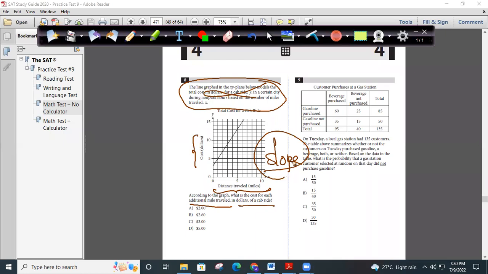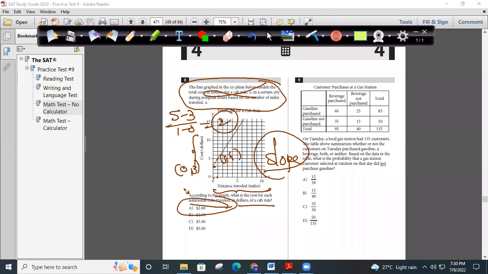How simple is this? To find slope, take any 2 points. One point is 0, comma 3. The other point is 1, comma 5. So slope is (5 minus 3) by (1 minus 0), which is $2. So for every additional mile that you travel, you need to pay $2.